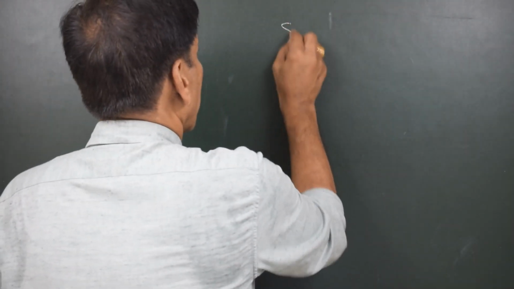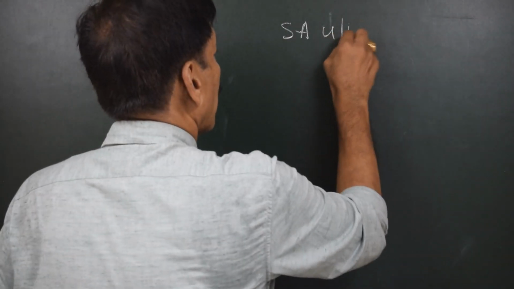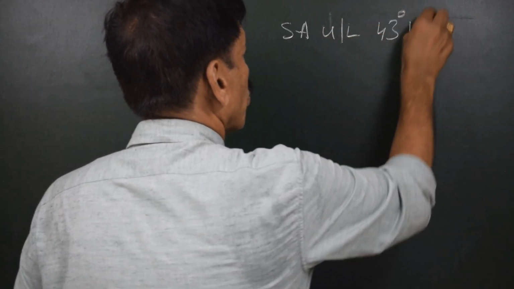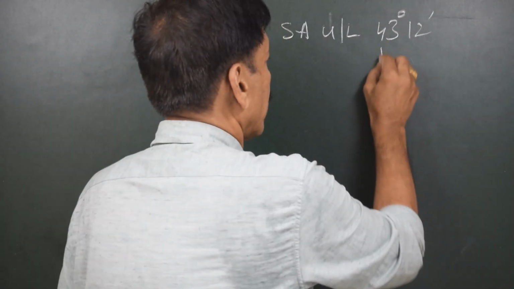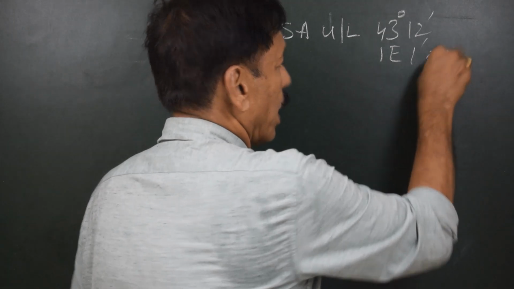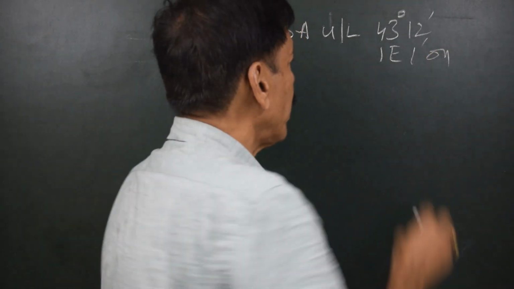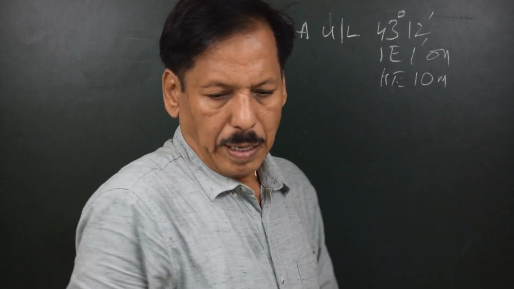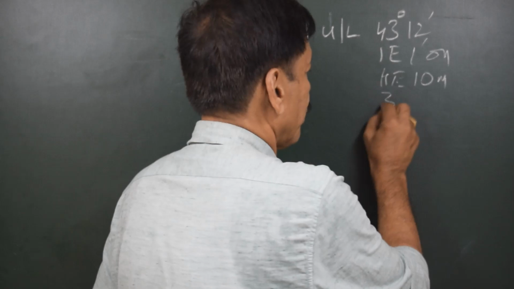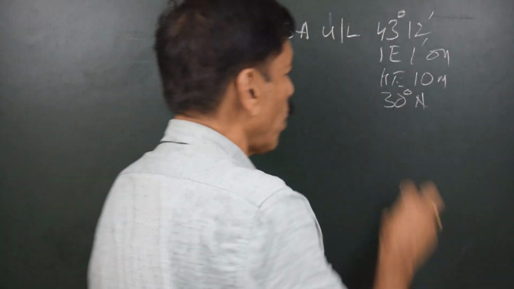So let's do a numerical from my book. The moon's upper limb sextant altitude was 43 degrees 12 minutes. The index error is 1 minute on the arc. Height of eye 10 meters. The observation was done in latitude 30 degrees north, and the date given is 12th October.